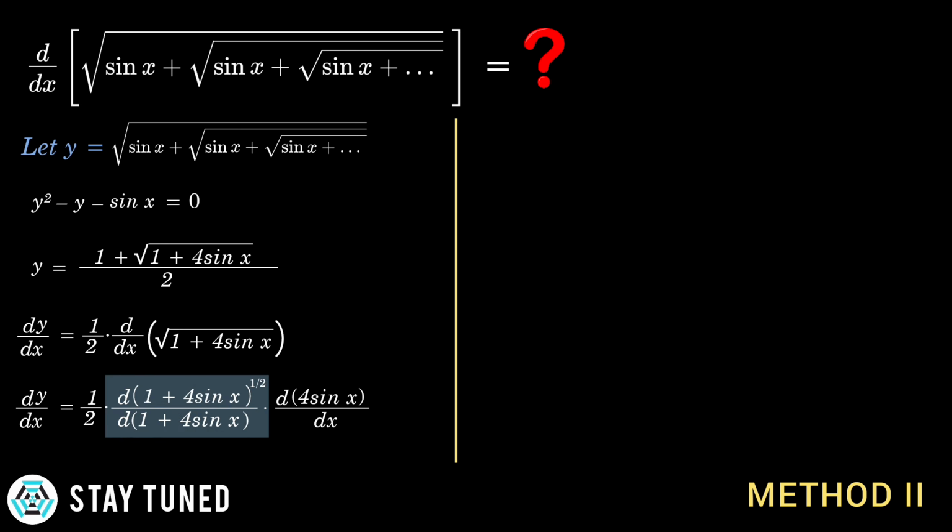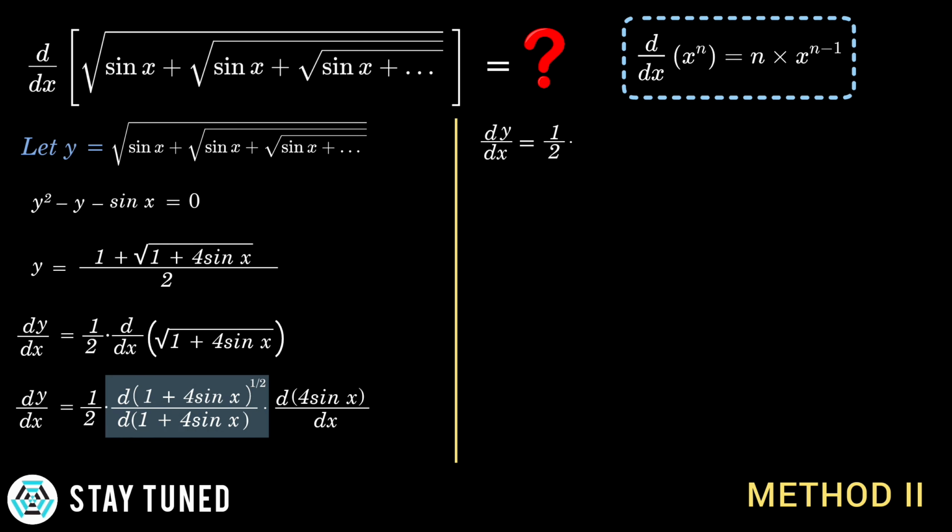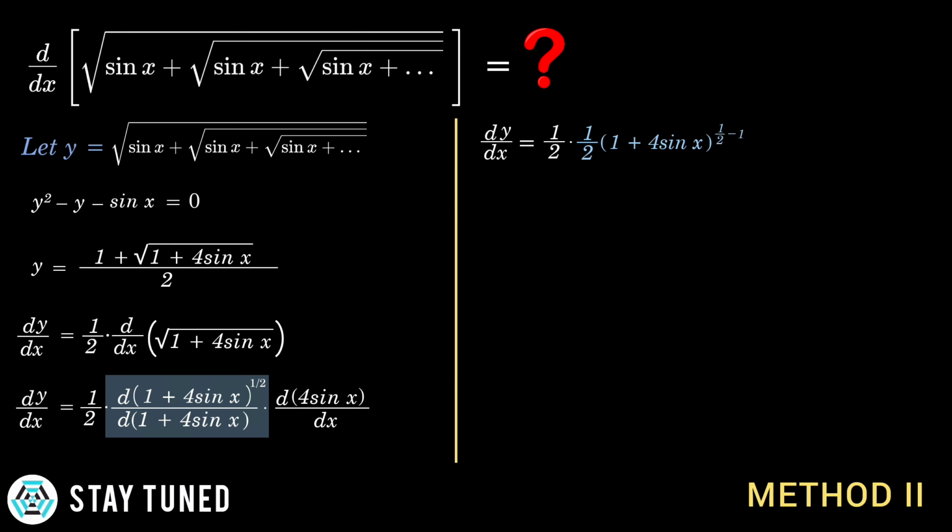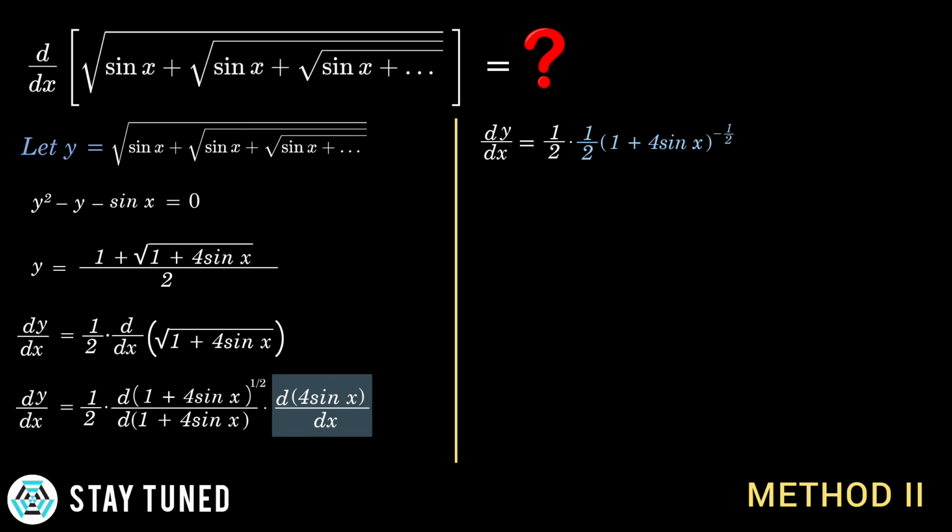Now this can be simplified using the power rule displayed above to get 1 by 2 times 1 plus 4 sine x all raised to the power of 1 by 2 minus 1. We will also simplify 1 by 2 minus 1 as minus 1 by 2. Next, the derivative of 4 sine x can be written as 4 into derivative of sine x using the property discussed earlier. Next, the derivative of sine x is cos x, so we will substitute that in.